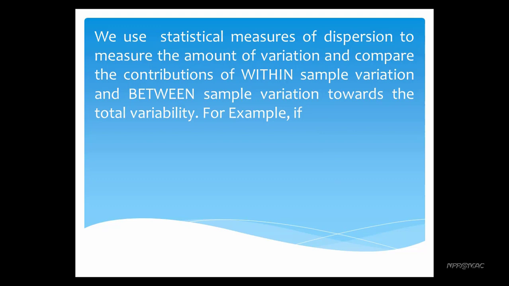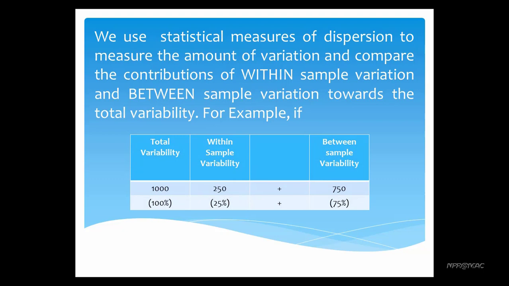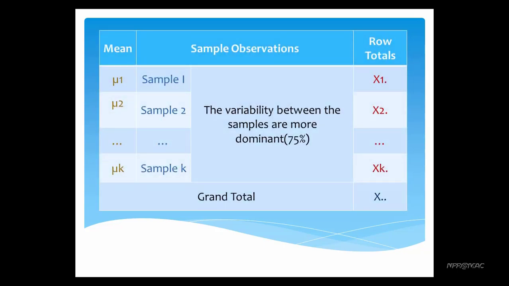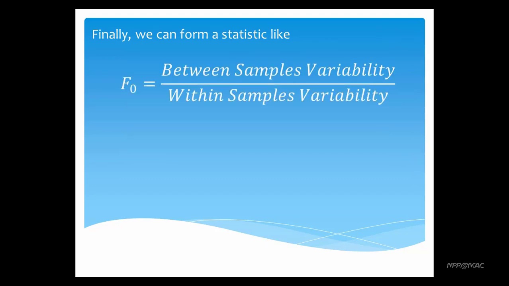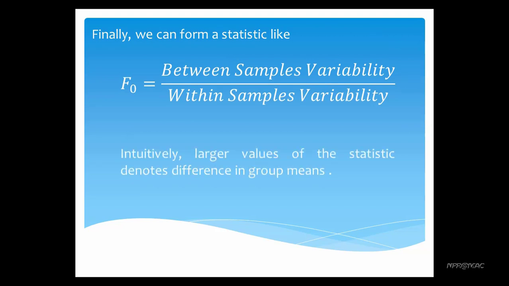For example, if the measured value of total variability is 1000, out of which the random variation has a measured value 250 and variability due to difference in population means has a measured value 750, it is very reasonable to suspect that the difference in population means is significant. Using this idea, we can form an F statistic as the ratio of the estimated variability due to random causes to that of population mean difference. This statistic has been shown to follow an F distribution under some mild conditions, and it can be used as the test statistic.